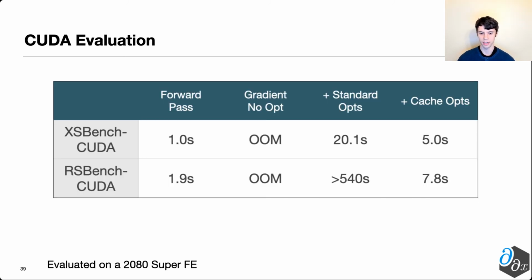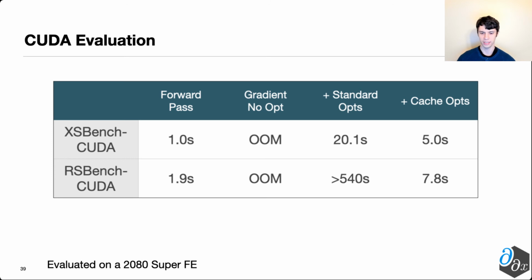Combining these things together, we went ahead and did an evaluation of the GPU automatic differentiation on two proxy benchmarks available from the Department of Energy, XSBench and RSBench. We first evaluated the original forward pass version, or original code, for this. For XSBench, that happens to be about 1 second. For RSBench, that happens to be around 2 seconds.